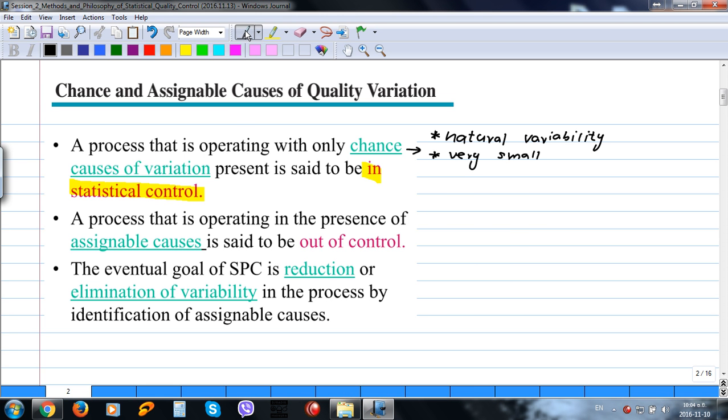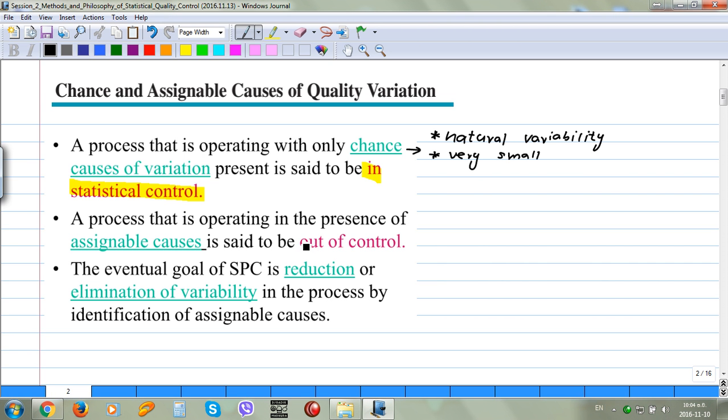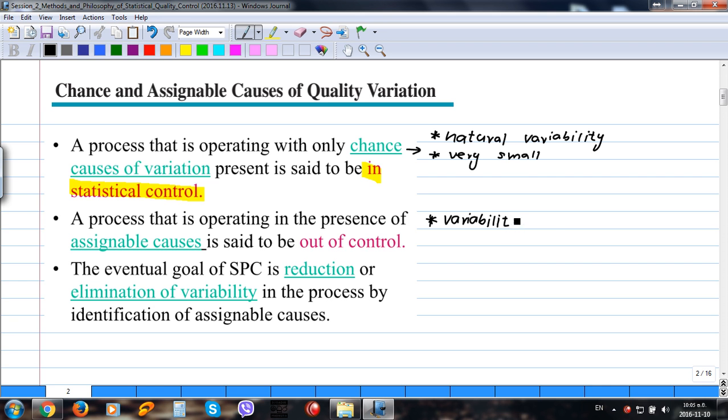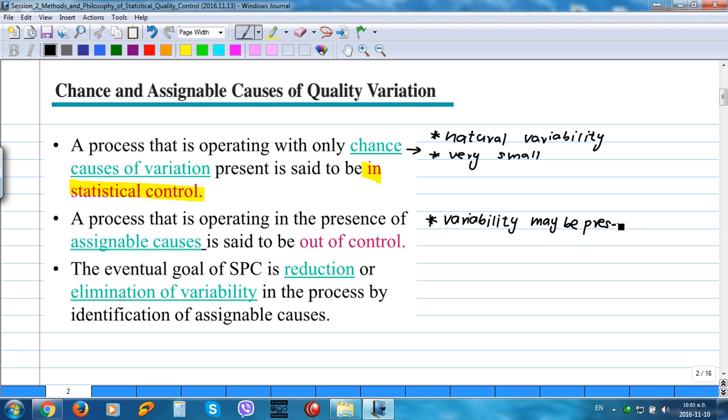And a process that is operating with the presence of assignable causes is said to be out of control. Variability may be present in the output of a process.